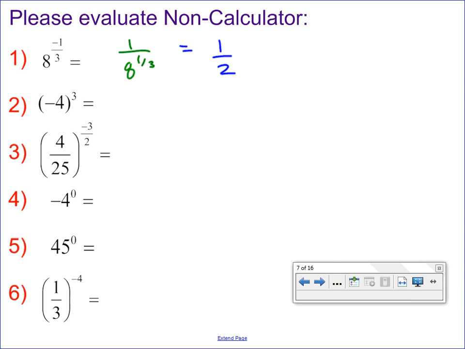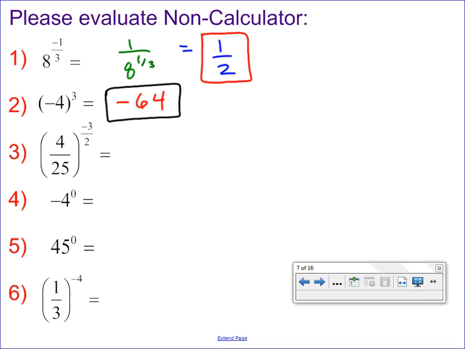It's just negative 4 times negative 4 times negative 4. We know that negative 4 quantity cubed is equal to negative 64. And that's for my half sheet. So far, we're rocking. We're rolling. And now we're ready for number 3.